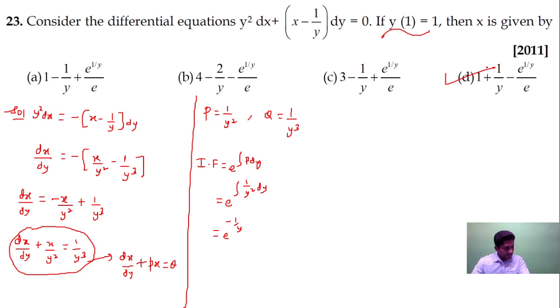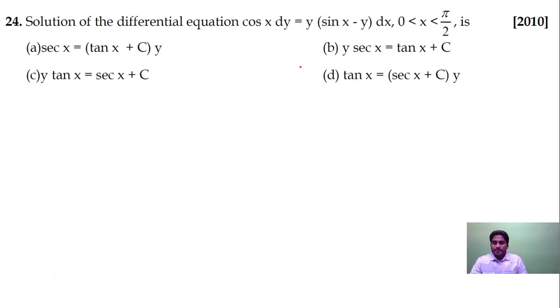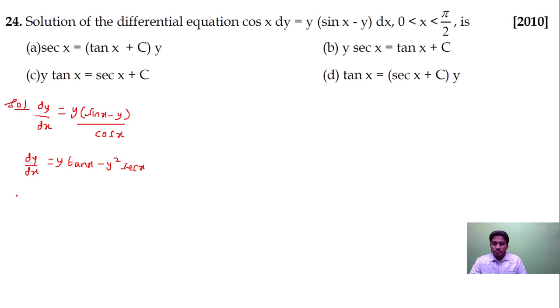Right, let's move to the next question, guys. Now this is dy by dx is equal to y into sine x minus y, whole divided by cos x. So dy by dx is equal to y into sine by cos, tan, minus y square, 1 by cos is equal to sec. So this is dy by dx minus y into tan x is equal to minus y square into sec x.